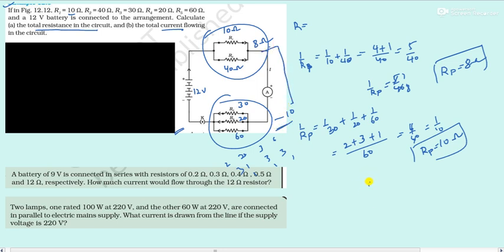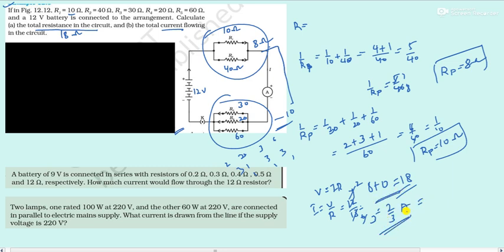Series. So just add them. 8 plus 10 is how much? 18. So the total resistance we got is 18 ohm, and the total current is again V = IR. So I is V by R. V is given as 12 by 18. 3 fours are 12, 3 sixes are 18, 2 twos are 4... so 2 by 3 ampere. This much you can write, or you can also write it in decimal form: 0.66 ampere you may get.